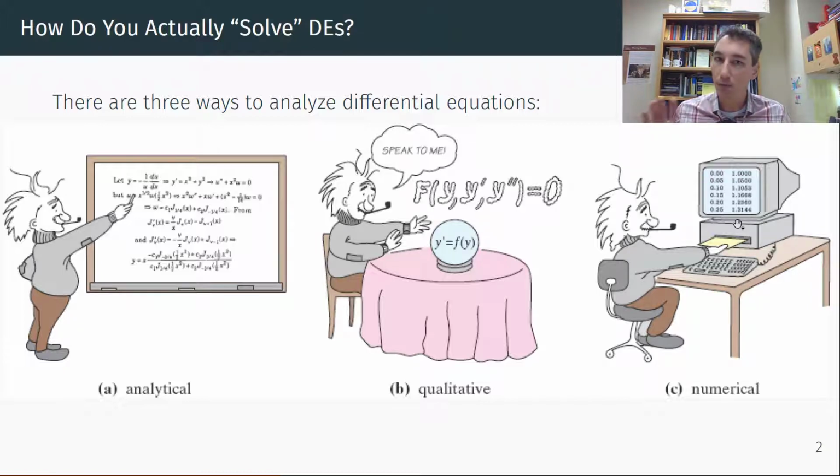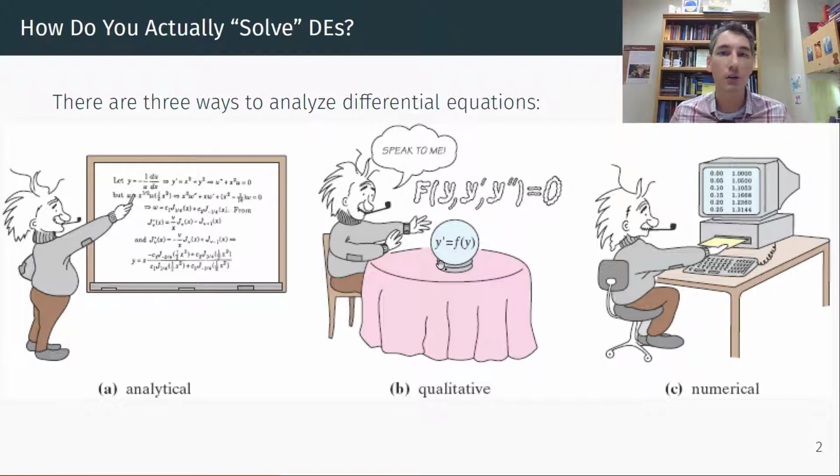But there's really three ways of thinking about solving differential equations. The first way is what we call the analytical method, which is going to feel a lot like calculus, so using calculus to actually find the function. But there's also what we call a qualitative method, which is sort of thinking about the differential equation on its own terms and getting qualitative information about the solution.